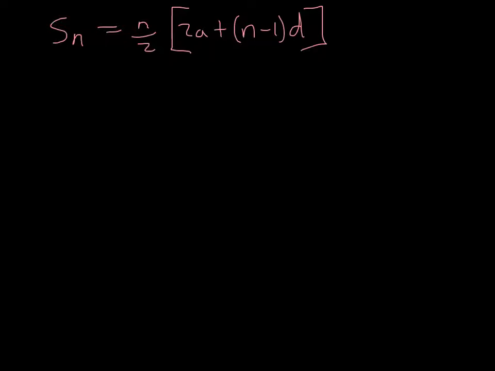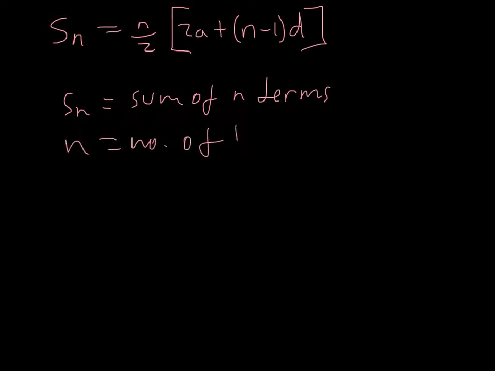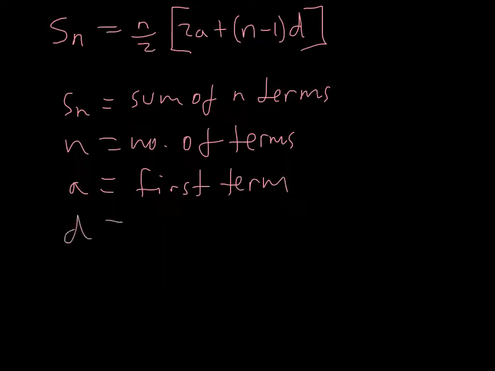So same thing again. Sn is the sum of n terms. n is the number of terms. a is the first term, and d is the common difference.